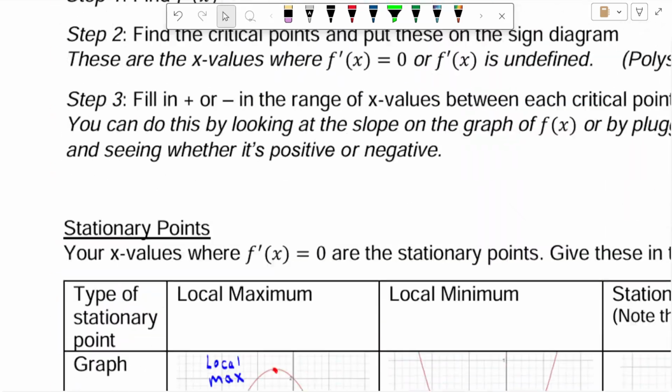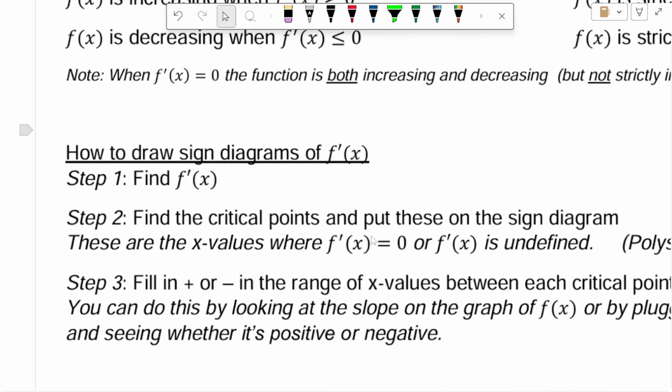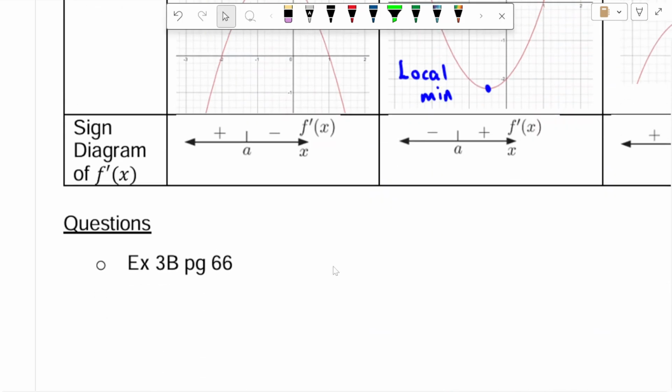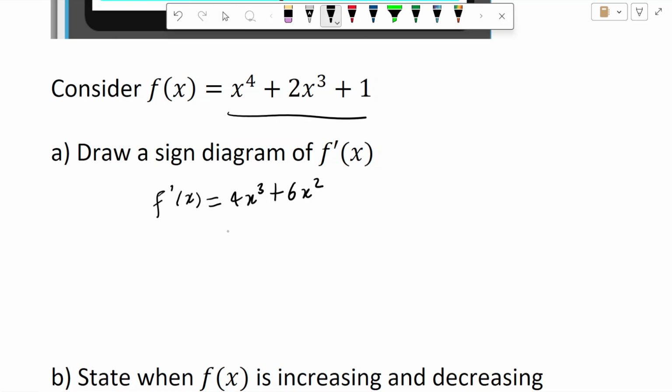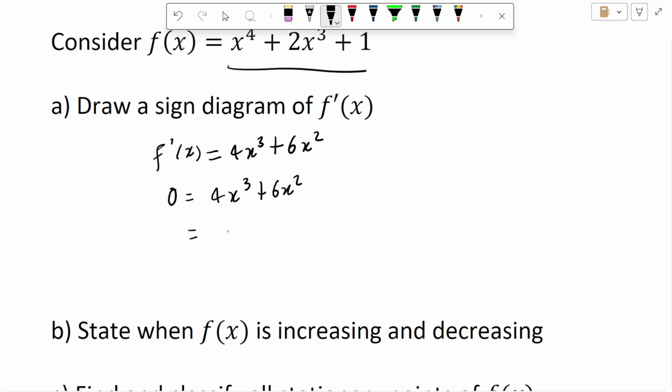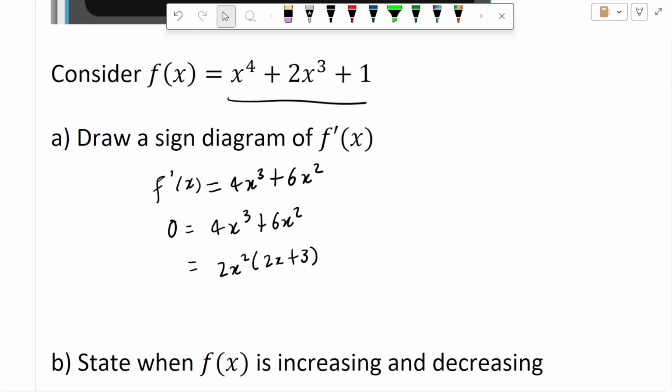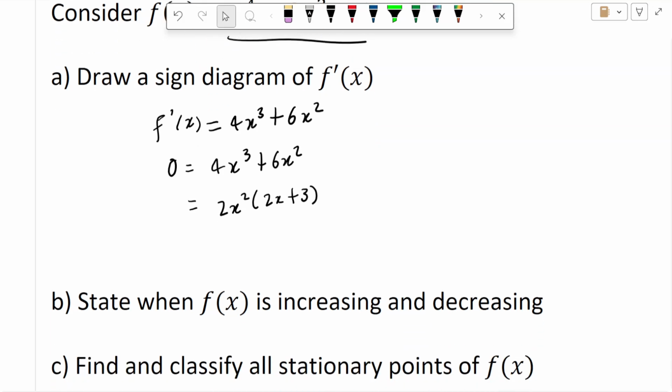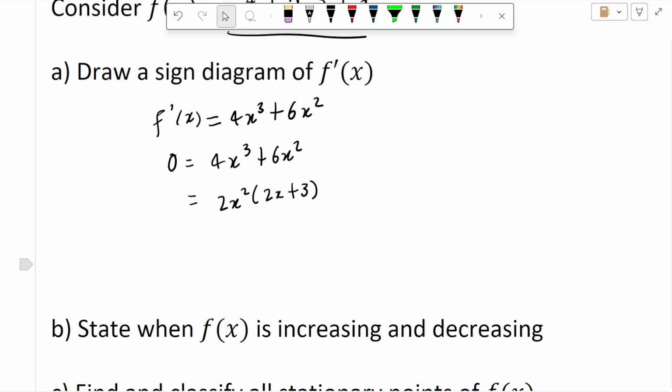Now, step 2 is to set the derivative to 0 or find where it's undefined. So we're going to set this to 0. Now, often when you're setting things to 0, you're looking for common factors. So I can spot that 2x squared here is a common factor, and I'd be left with 2x in that first term plus 3 in that next term. So just like that. All right, now that we've got this, we can start setting this to 0 a bit more effectively. So we use the null factor law.